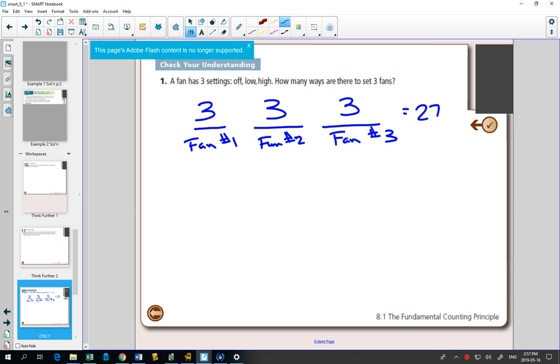Now, another way to show this 27 with a diagram, and if you had to list all 27 of them, if they said, can you write the sample space? You'd be like, oh, 27 things. How do you do that systematically? Well, we can set up something called a tree diagram. In the tree diagram, you look at decision 1, and you draw branches like this for your 3 choices. And since one of the choices is off, one is low, and one is high, these seem like good letters to choose.